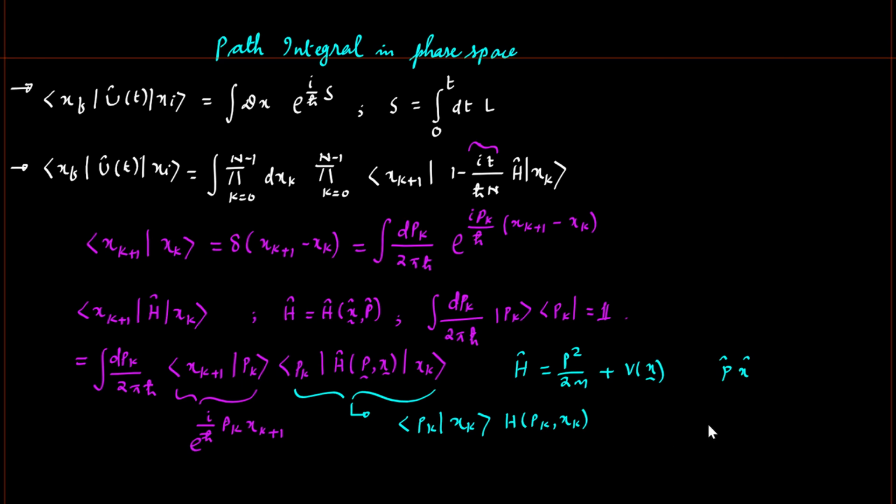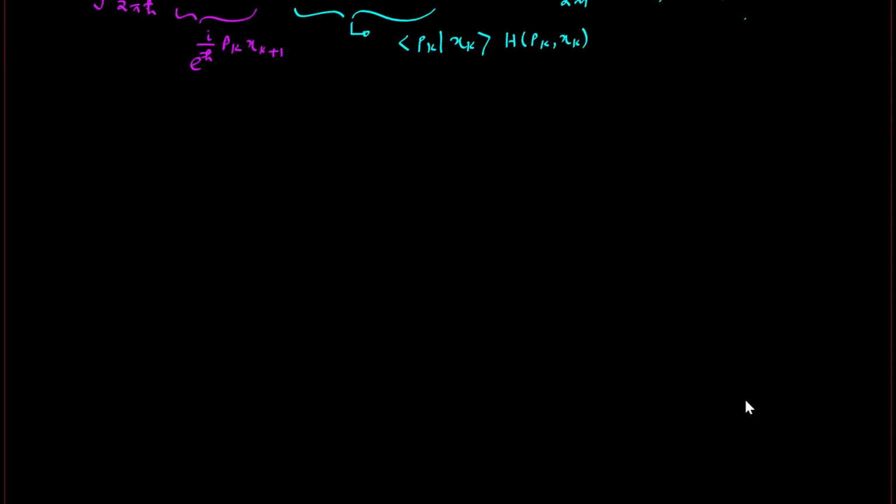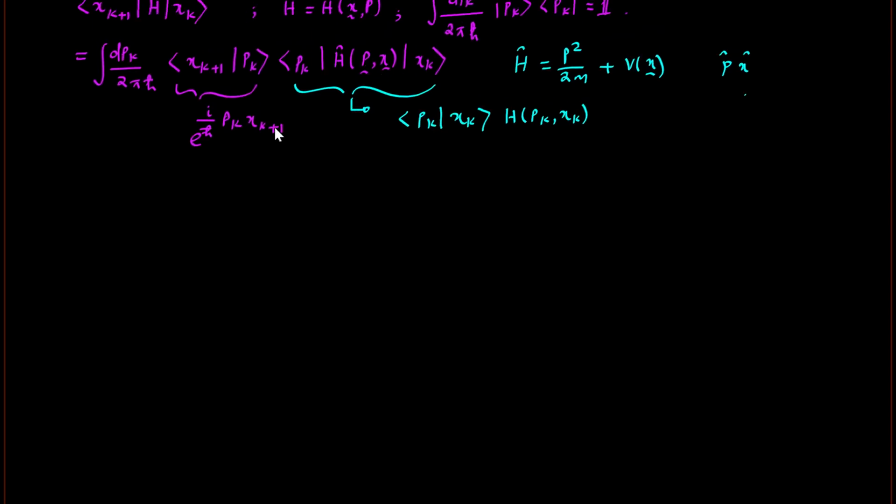Okay, so I can write this expression as follows, that is ⟨x_{k+1}| e^{-iεH(p_k, x_k)/ħ} |x_k⟩, where the Hamiltonian is a function of momentum and position operators obviously, and it is equal to ⟨p_k|x_k⟩ H, right?